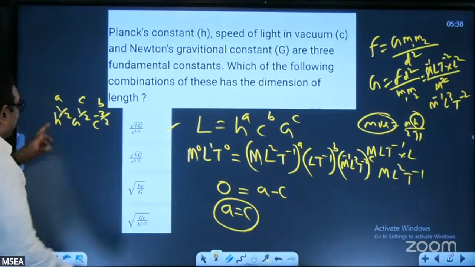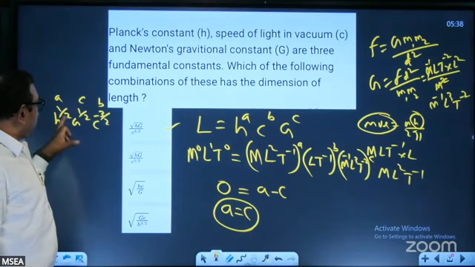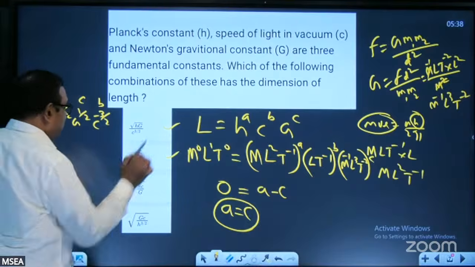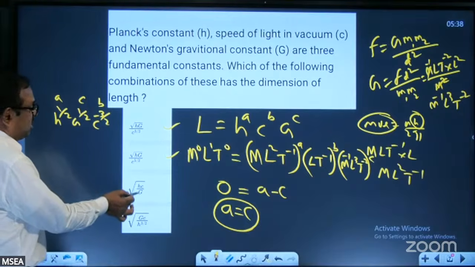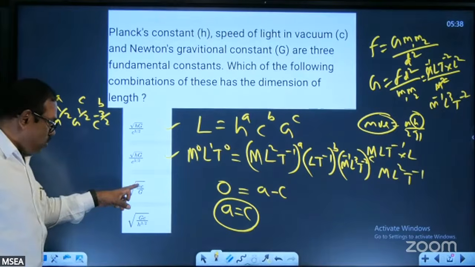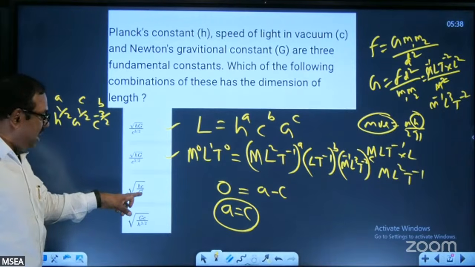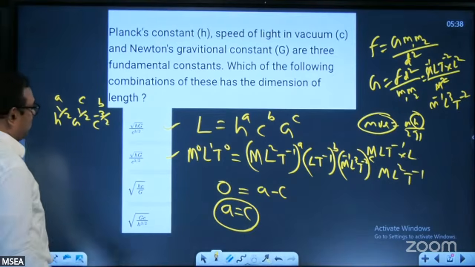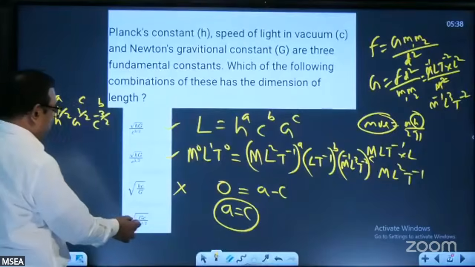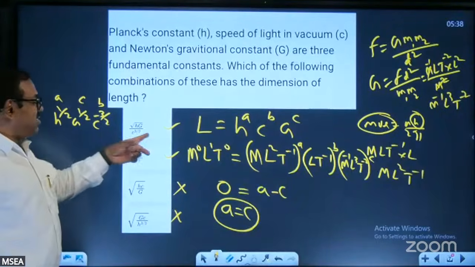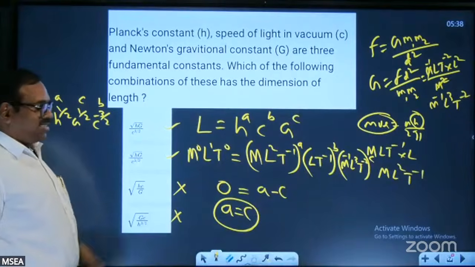Even here, h and G should have the same dimension, so there is a possibility. But here h and G do not have the same dimension formula, because h to the power of 1 by 2 and G power we have 1 by 2 in the denominator; if you take it into the numerator, you get minus 1 by 2. So this may not be correct. Then this one is also not the correct answer. That means the answer is in these two.